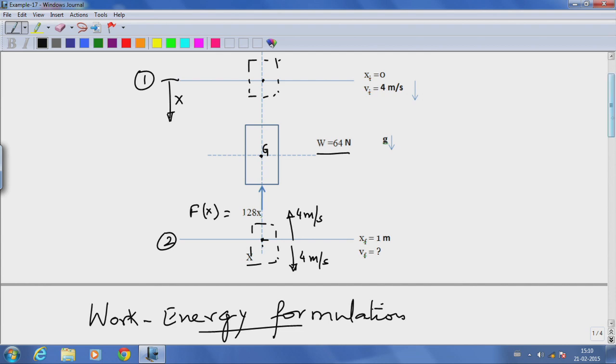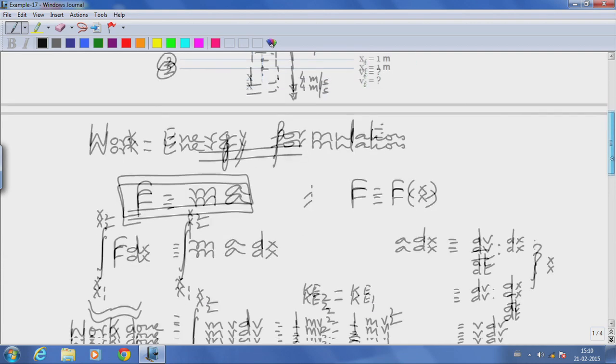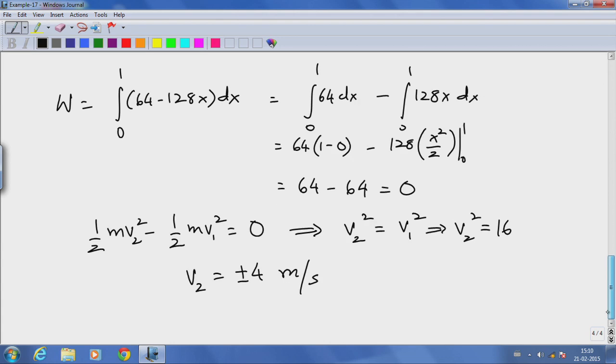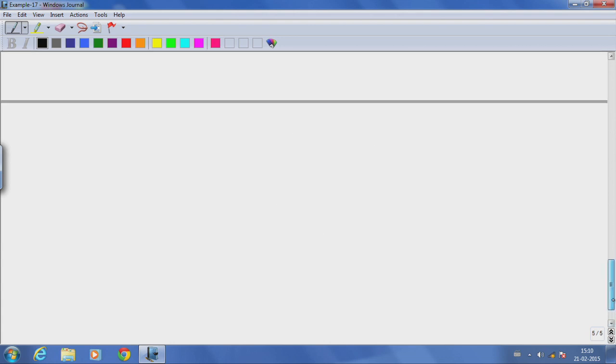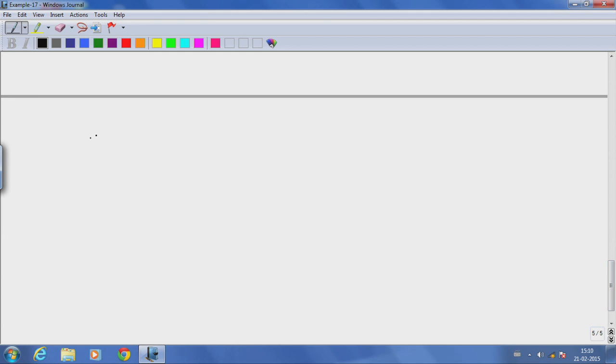Okay, so in order to really understand what's happening here, let's do this in a slightly more generalized way, and that will help us understand this. I want to do this without setting a number for x2. I am going to do this in a symbolic fashion. I am going to let x2 be any location x. So, W is integral 0 to x of 64 minus 128 x dx.